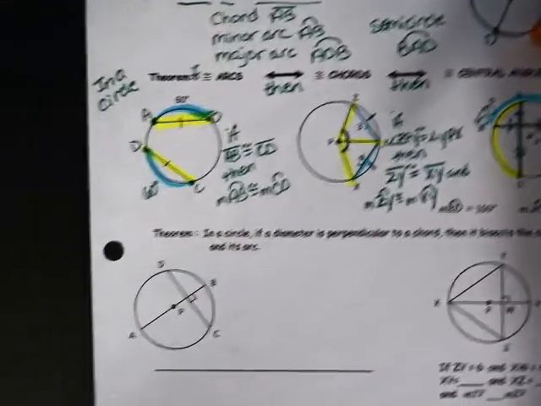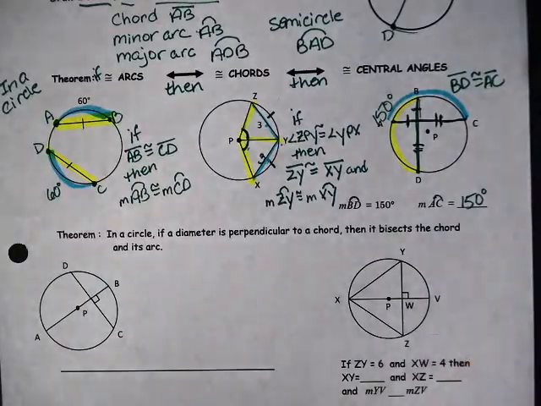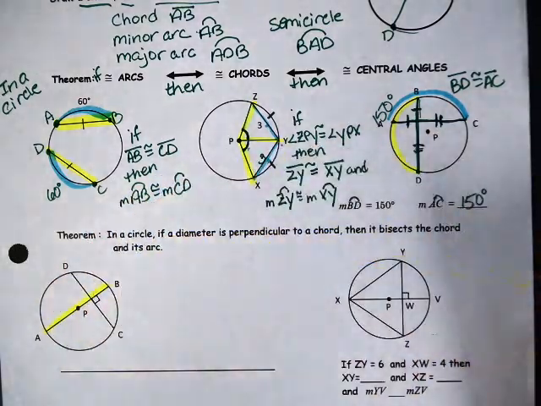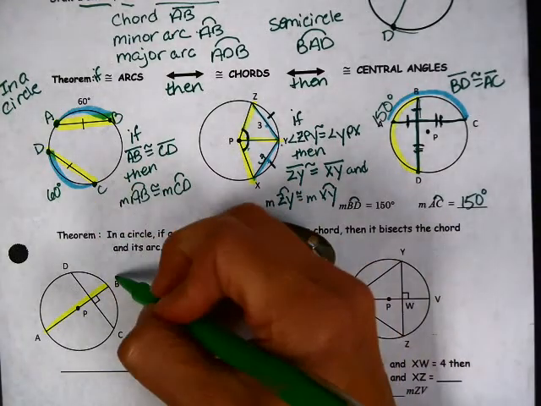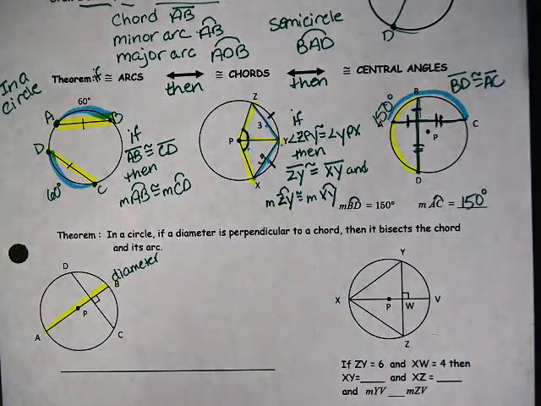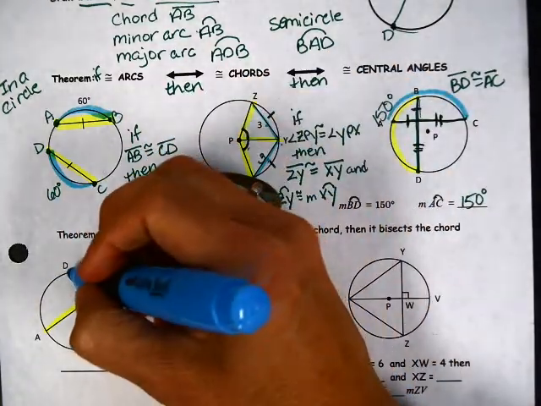Okay. The next theorem. In a circle, if a diameter is perpendicular to a chord, then it bisects the chord and its arc. All right, so here's our circle. Here's our diameter. Okay, let's go ahead and label that. That's your diameter. And this is your chord.